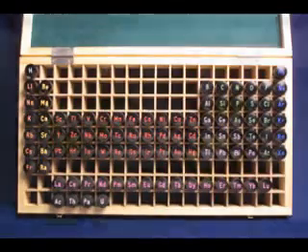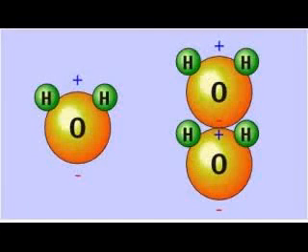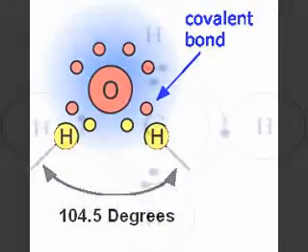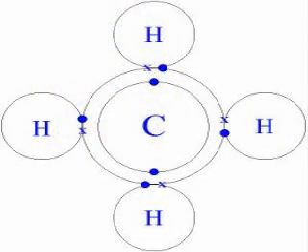A molecule is the smallest particle of a chemical element or compound that has the chemical properties of that element or compound. Molecules are made up of atoms that are held together by chemical bonds. These bonds form as a result of the sharing or exchange of electrons among atoms.